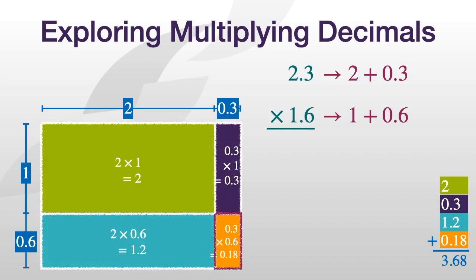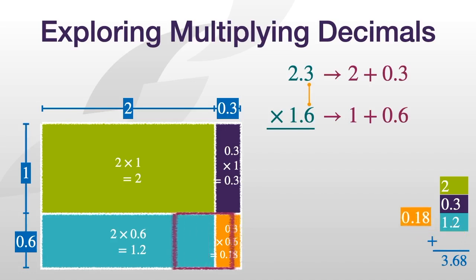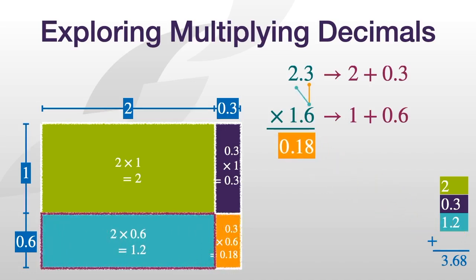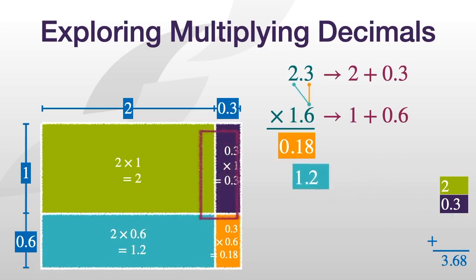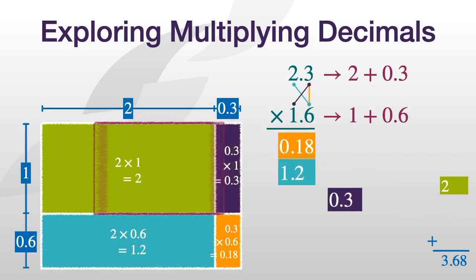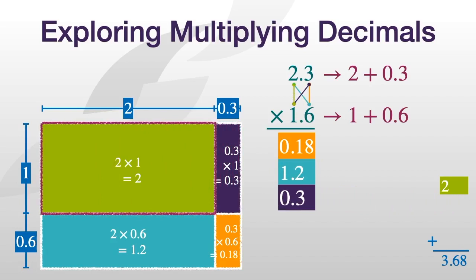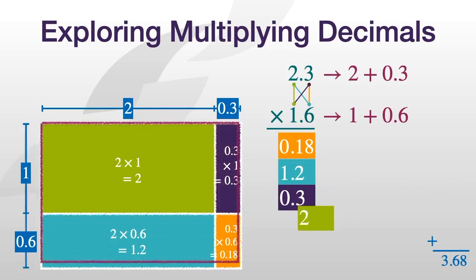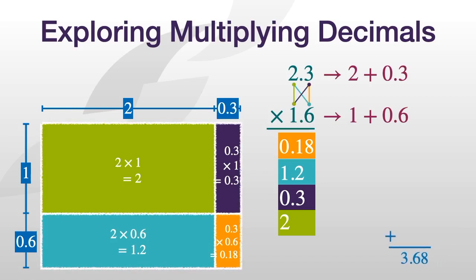In the standard algorithm, this plays out in reverse order. The 6/10 is first multiplied by 3/10, and then it is multiplied by 2. Next, the 1 is first multiplied by 3/10, and finally the 1 is multiplied by 2. Adding them together gives us the sum of 3 and 68 hundredths.